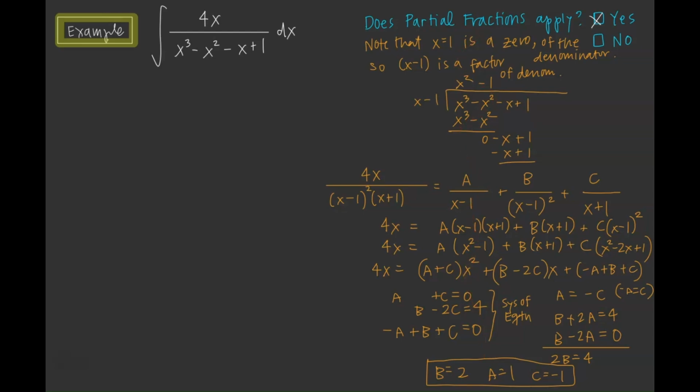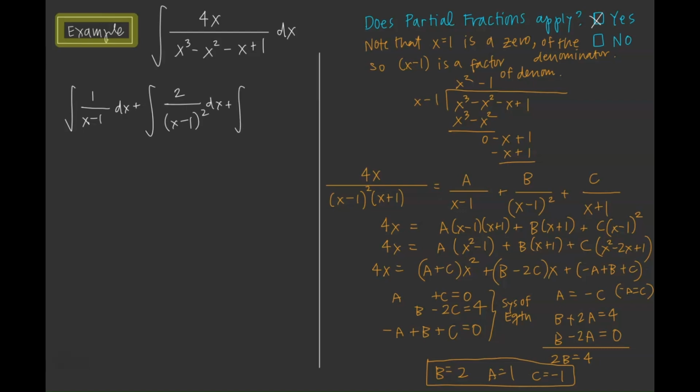Now I'm going to go ahead and do the actual integral. So we'll split this page up and just do the integral, and the integral will be the integral of a, which is 1 over x minus 1, plus the integral of b, which is 2 over x minus 1 squared, plus the integral of negative 1, c over x plus 1. These integrals are pretty simple to evaluate, and we know that all of this is equal to this.